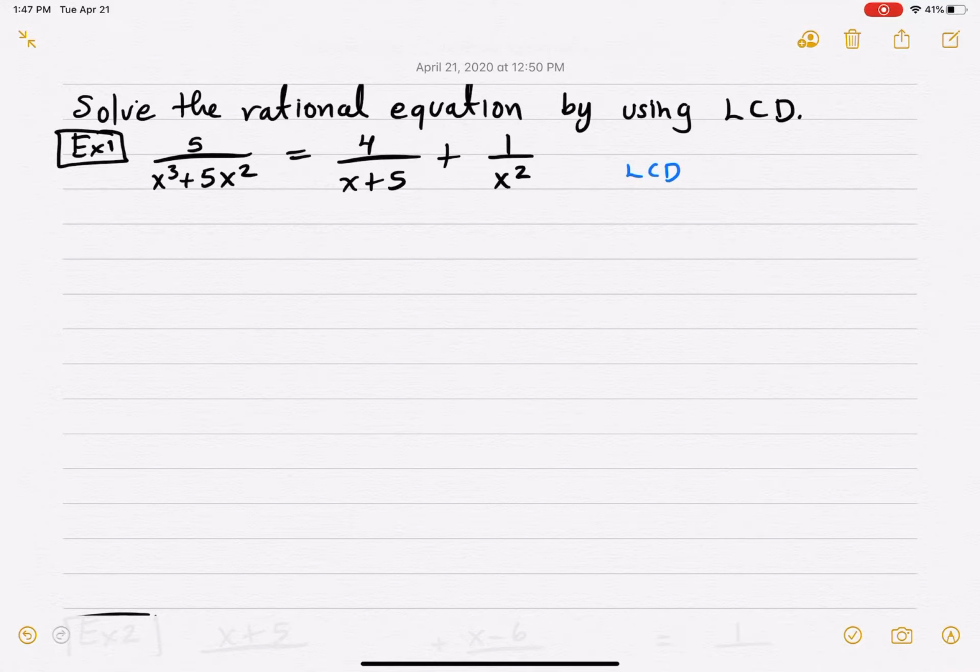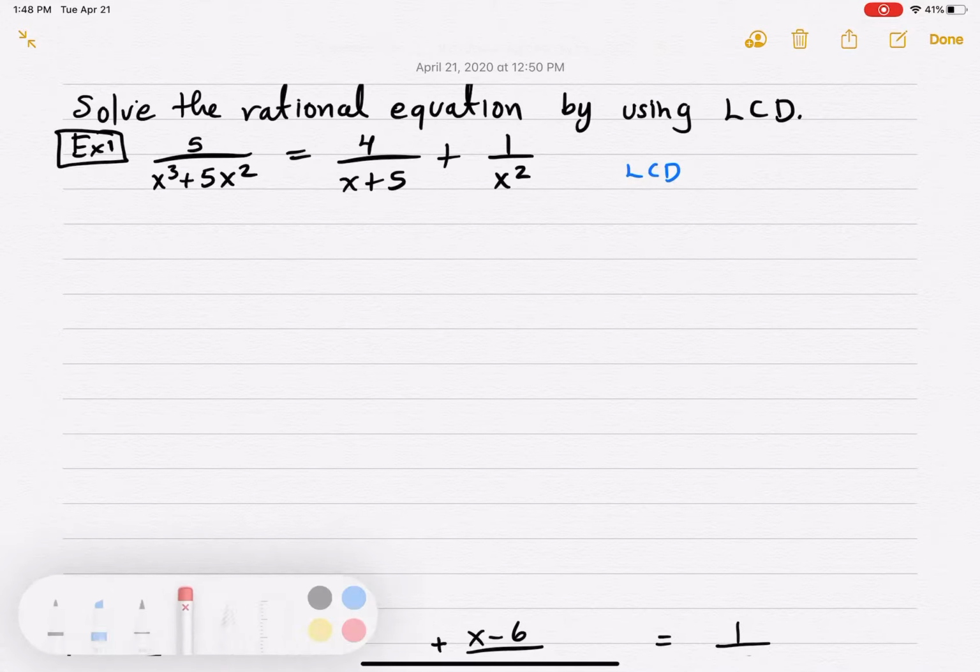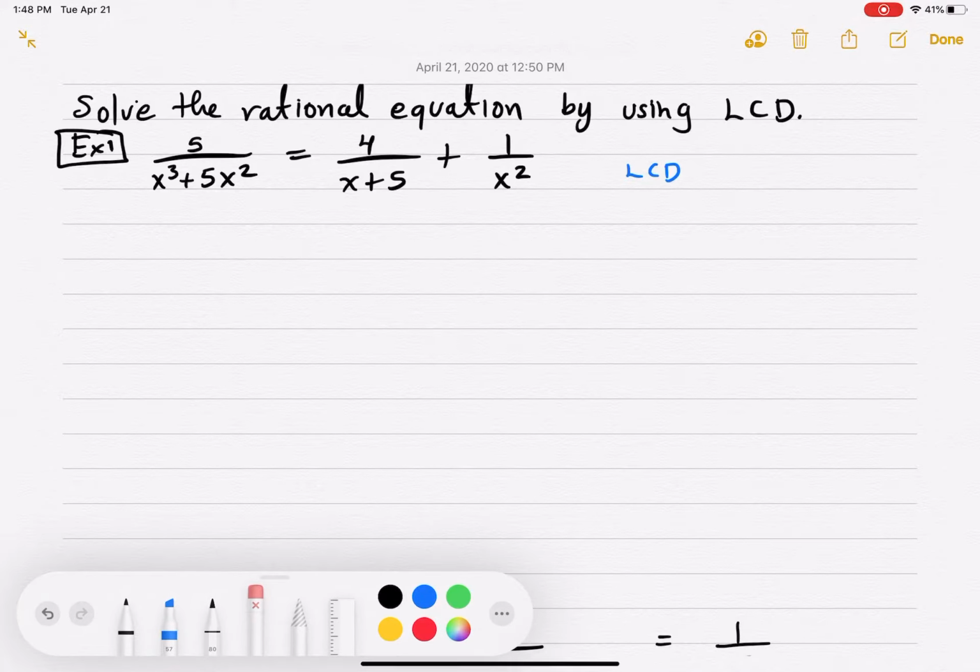Okay, students, in this video I'm going to show you how to solve two problems by using the LCD. Again, this is rational equations using the least common denominator. So in example one, it looks like we have three different denominators. And so what we're going to try to do is find the LCD.